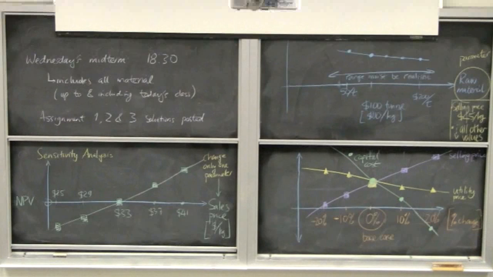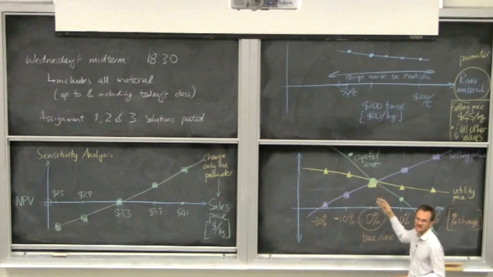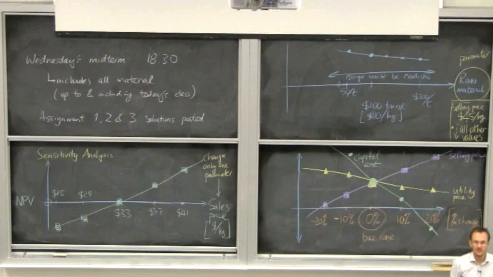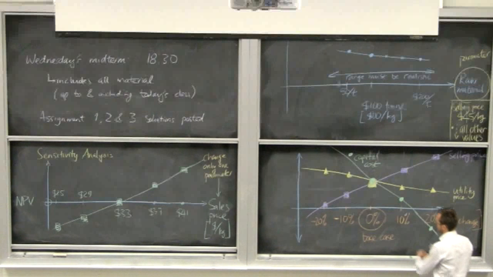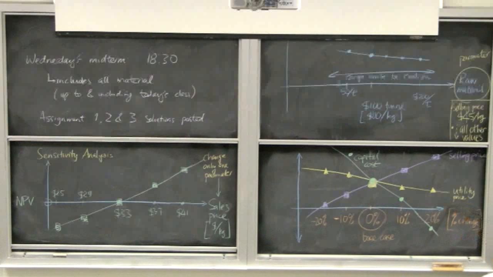Mark? Your base case is what you expect all of your values to be at? The base case is the most probable set of events that you're expecting, right? So that's the case where you use your known raw material costs, your known selling price. This is what you really do expect to happen in the future. And the base case variation that we're showing here on the horizontal axis, down and up, is the percentage change relative to that base case.